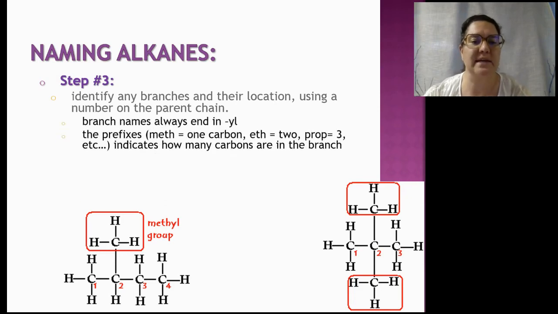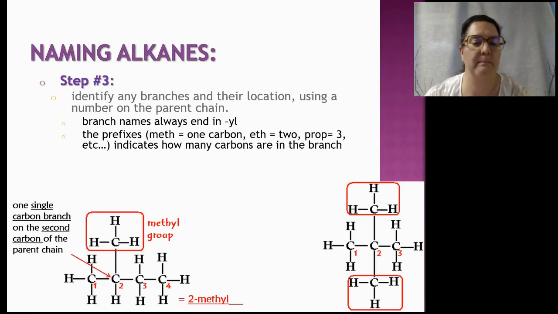Step 3 is going to be identify any branches and their location using the number on the parent chain. So branches always end in -yl, and the prefixes are the same as our alkane naming. So meth would indicate 1 carbon, eth would be 2 carbons, prop would be 3 carbons. And this is going to indicate how many carbons are in the branch.